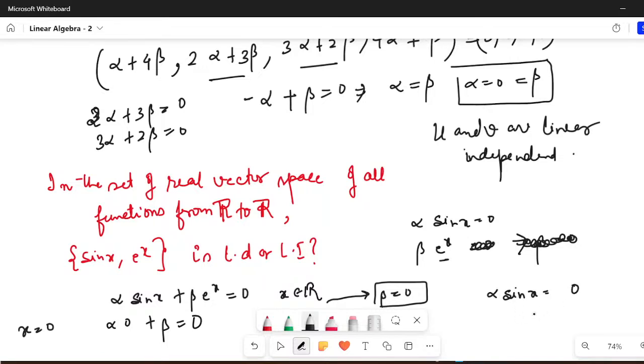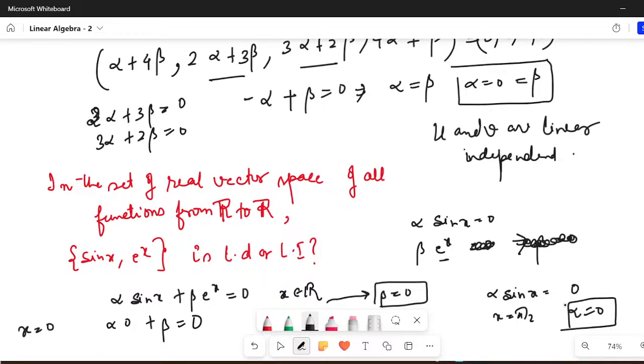Now since this is true for all real x, it should also be the case for x equal to pi by 2. If I take x equal to pi by 2, I'm getting alpha is equal to 0. See what we have to write.